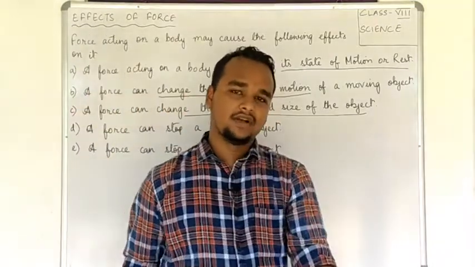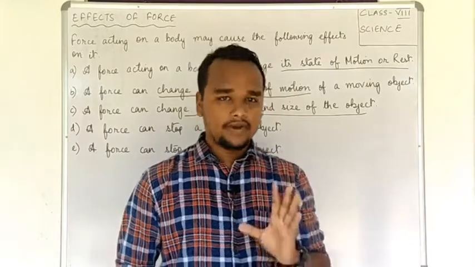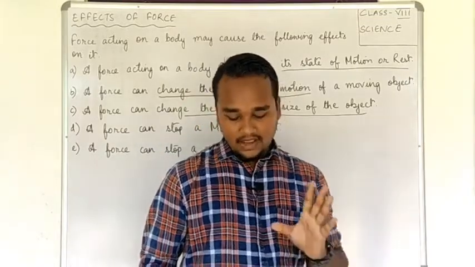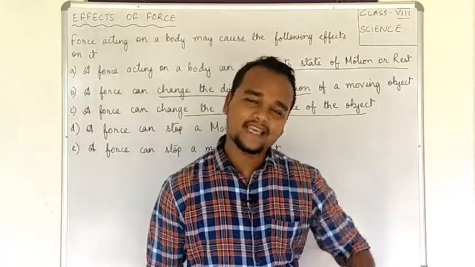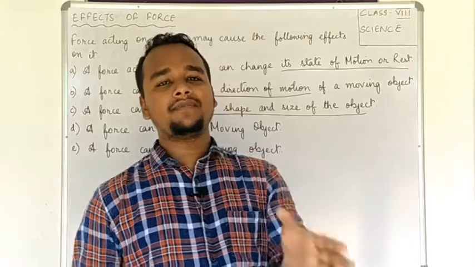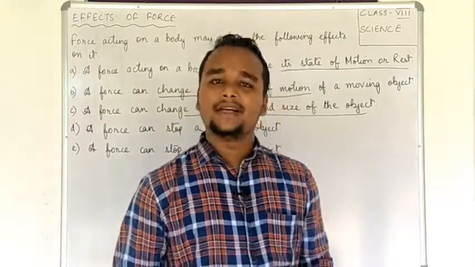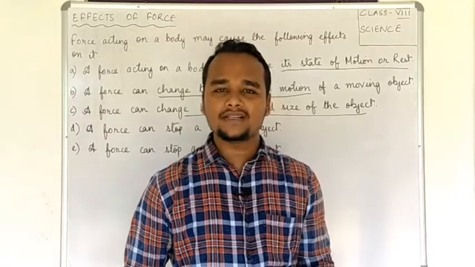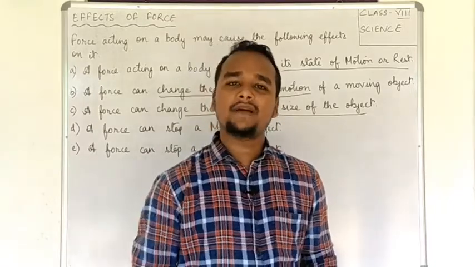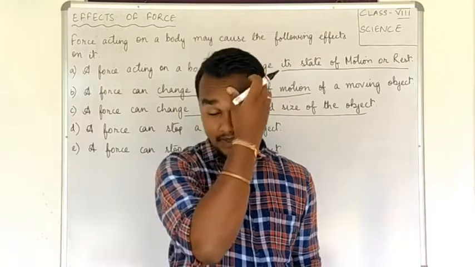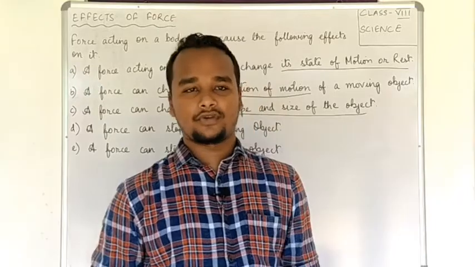Then the next one, a force can stop a moving object. If an object is moving, on the application of force, you can stop the moving object. For example, a fielder catches a moving cricket ball to stop its motion. In the game of cricket, what happens? Whenever the ball is hit by the bat, what does the fielder do? Since the ball is moving, how does the fielder stop it? On the application of force only, the fielder stops the moving ball.